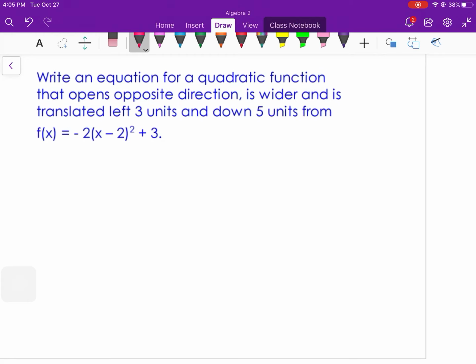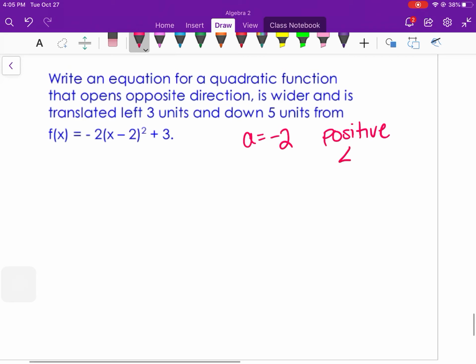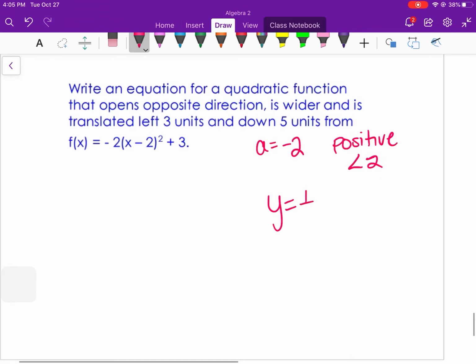And the last one for review, this is very long, so this video is very long. Write an equation for the quadratic function that opens the opposite direction again and is wider. The current value a is -2, so I need it to be opposite, so I need one that is positive, and then wider means that it needs to be less than 2. So maybe I want it to be +1 or +1/2 would be wider.